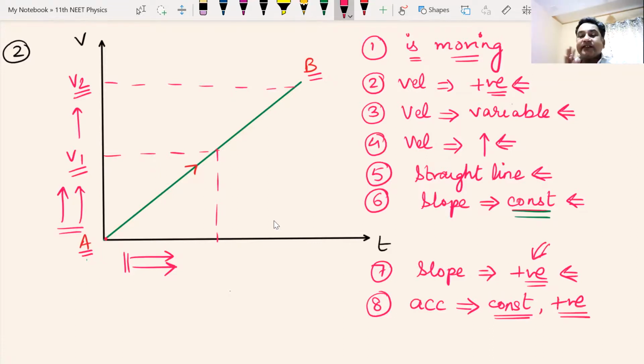So here are the points that I have made. Point number 1, particle is moving. Velocity is positive. Velocity is changing. It is increasing. Graph is a straight line. Slope is constant. Slope is positive. Acceleration is constant, and acceleration is positive. Do you have any doubt on this? Please come up.